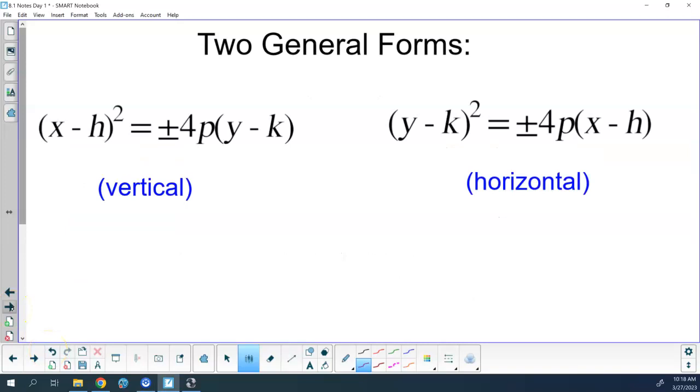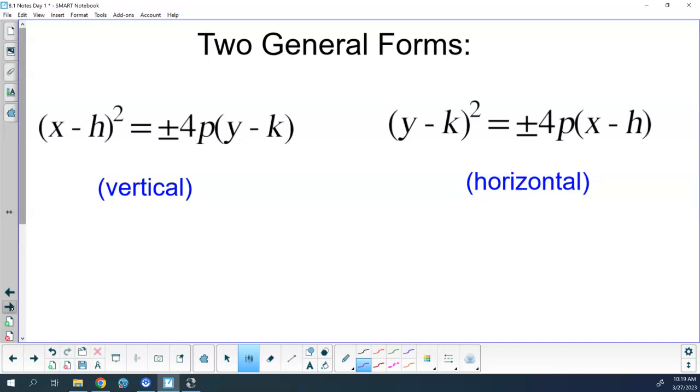There are two general forms. Now this one should go in your notes. This one should also go at the top of the left-hand box, the upper left box, the two general forms of a parabola. And they are different. Okay? (x minus h) quantity squared equals plus or minus 4p times the quantity (y minus k). (y minus k) quantity squared equals plus or minus 4p times the quantity (x minus h).